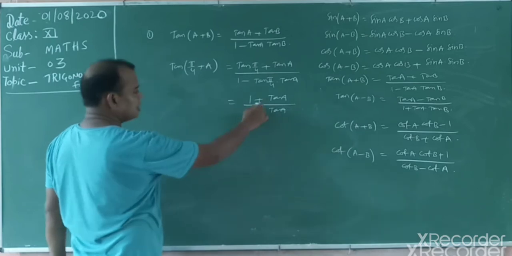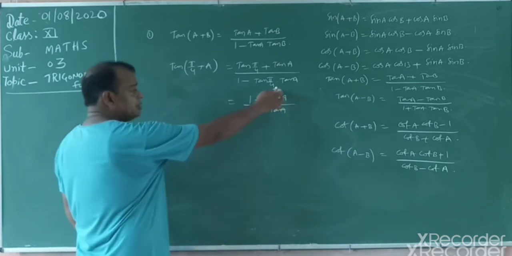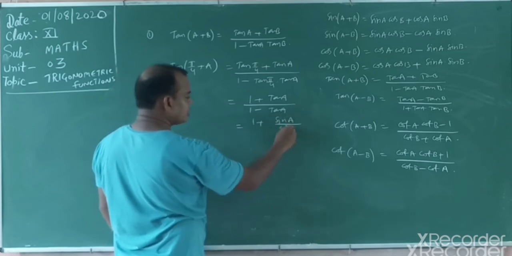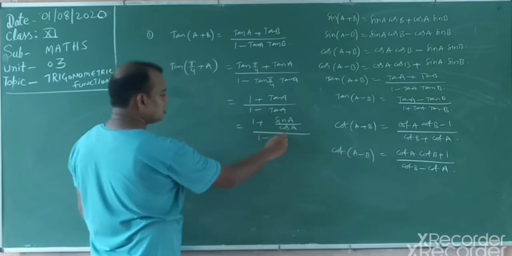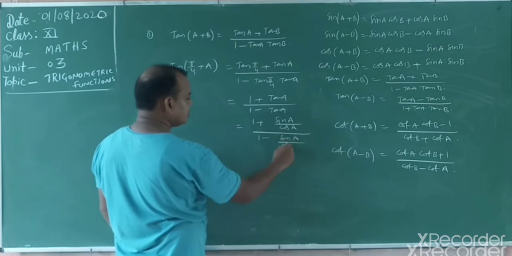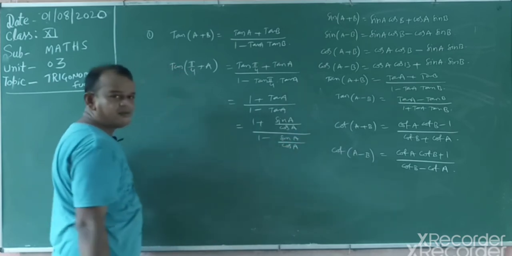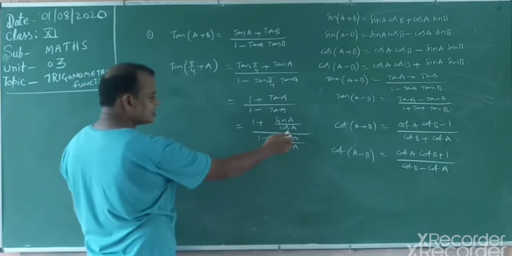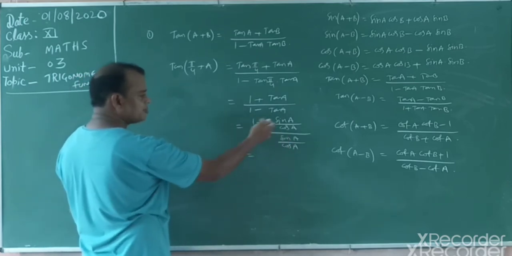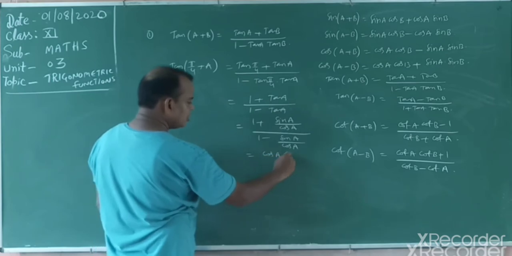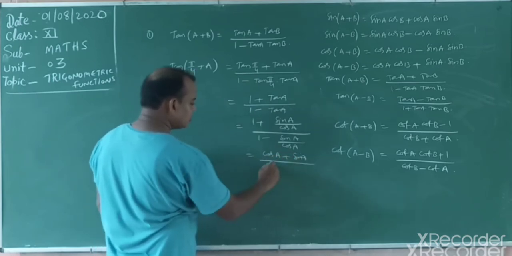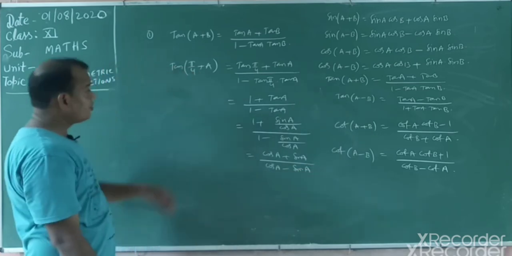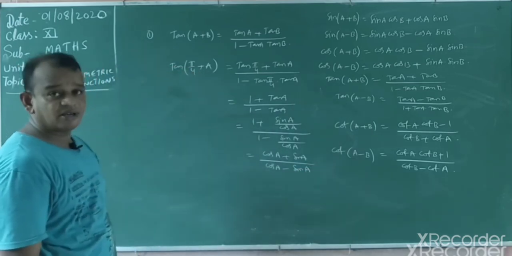Next, observe this. This is one of the formulas: 1 plus tan A by 1 minus tan A. Tan means sin by cos. 1 plus sin A by cos A by 1 minus sin A by cos A. Say yes or no? Yes. LCM is cos A, here cos A cancels. Cos A plus sin A by cos A minus sin A. This is also a formula for tan of pi by 4 plus A.